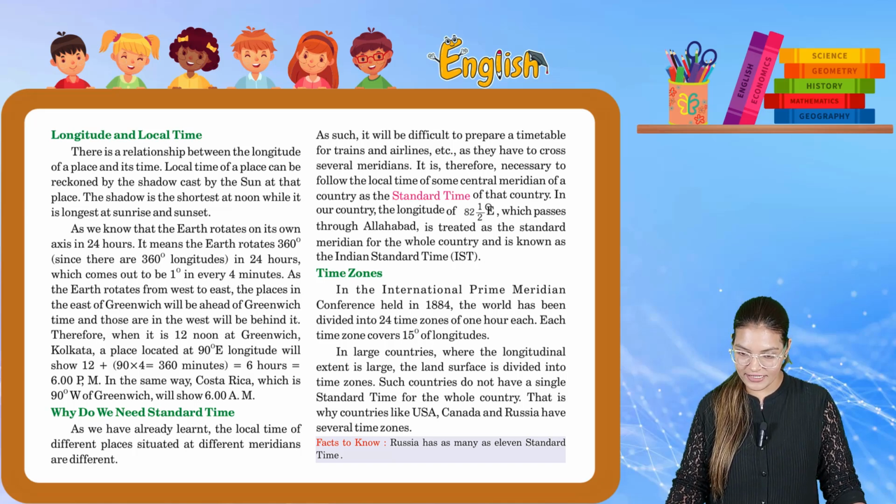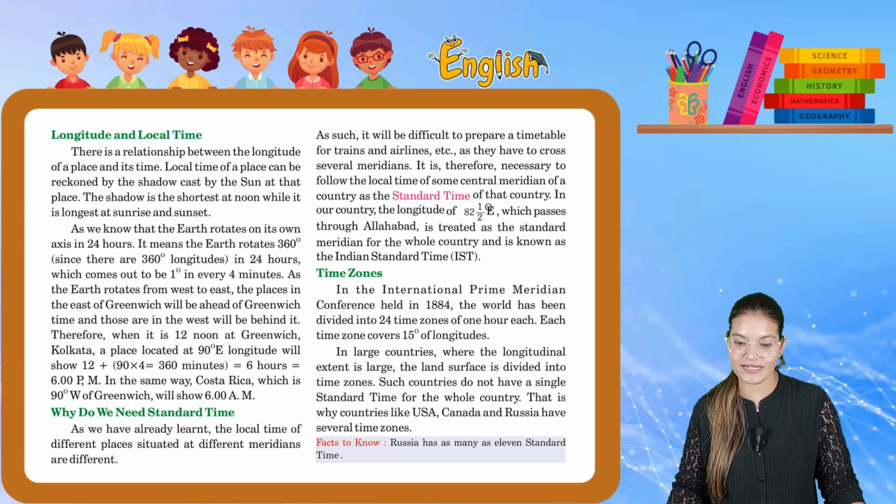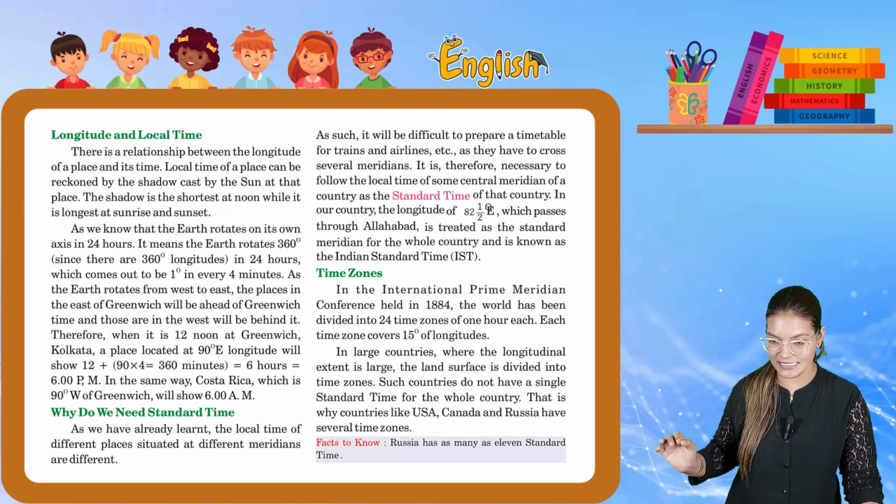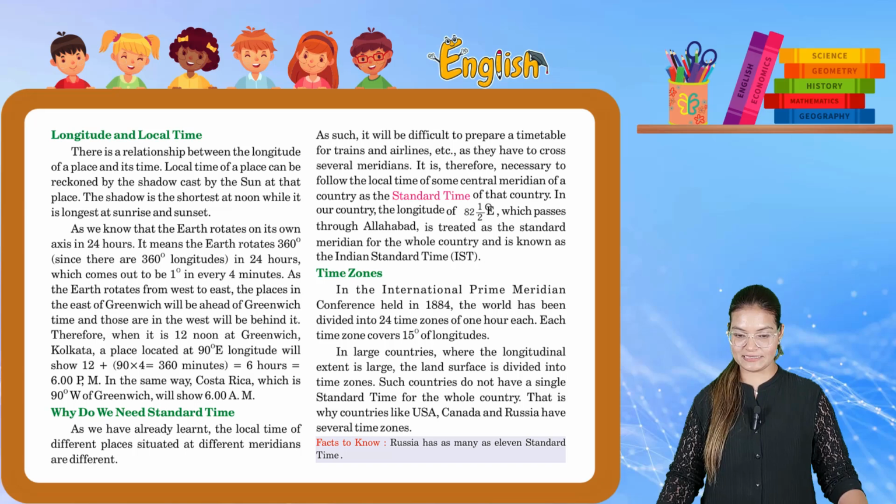In our country, the longitude of 82 1/2 degrees E, which passes through Allahabad, is treated as the standard meridian for the whole country and is known as the Indian Standard Time, IST. That is the short form, IST.